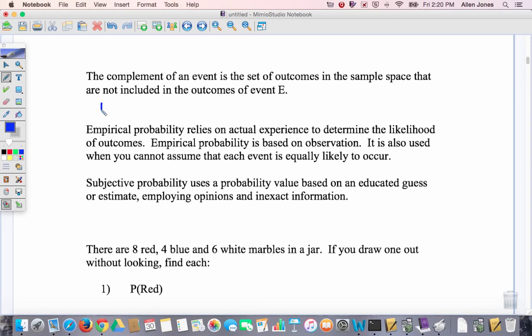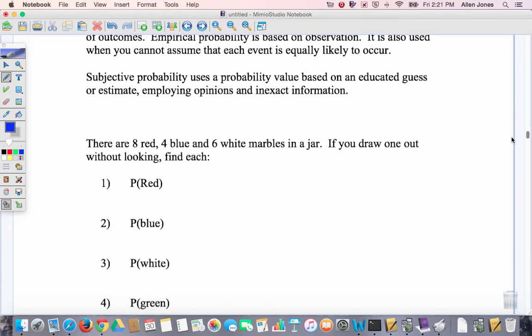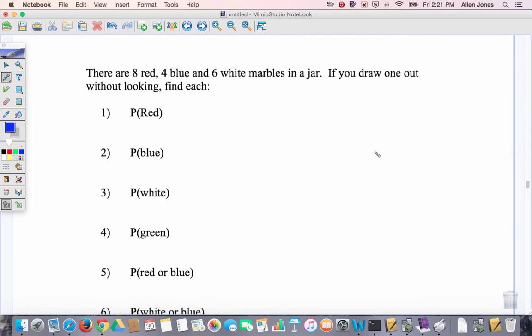So if I wanted to roll a single die and find the probability of rolling a 1, that probability would be 1/6. There's number 1 on the die, 6 total outcomes. So the complement of that is 1 minus 1/6, or there are 5 events that are not in there, 5 out of 6. So the complements add up to be a total of 1. We already talked about empirical and subjective probability. So let's get into some quick examples here.